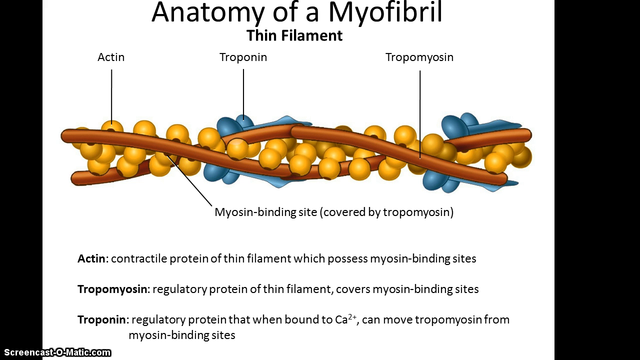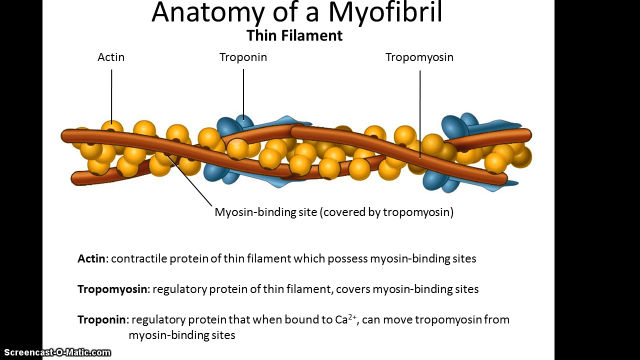The thin filament is composed of actually three different proteins. It is composed of actin, which in this case is seen as these yellow ball-like structures. Actin is the second contractile protein, and it has what's referred to as myosin binding sites, so that the head of the myosin protein can actually bind to the actin protein.